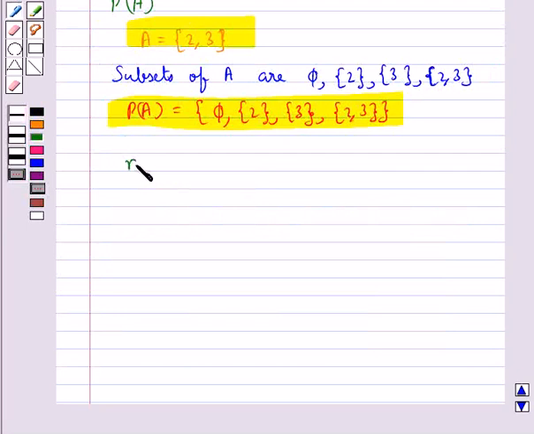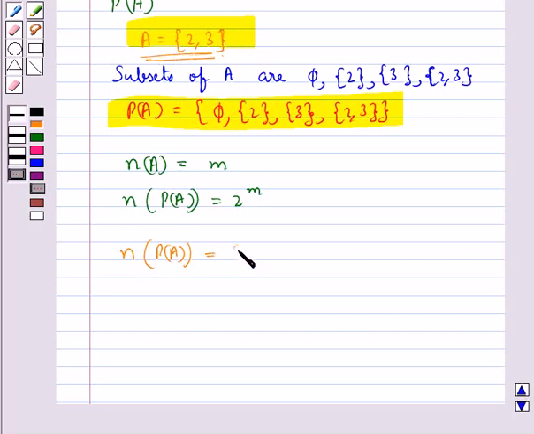And also if the number of elements in a set A is equal to m, then the number of elements in the power set of A is equal to 2 raised to the power m. Like in this set, we have m equal to 2, that is the number of elements in this set is 2. So, the number of elements in the power set would be 2 raised to the power 2, which is equal to 4. And as you can see, we have 4 elements in the power set.